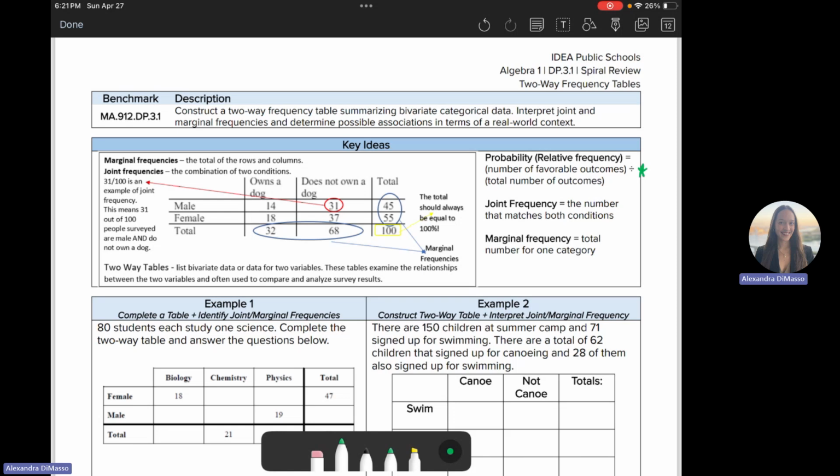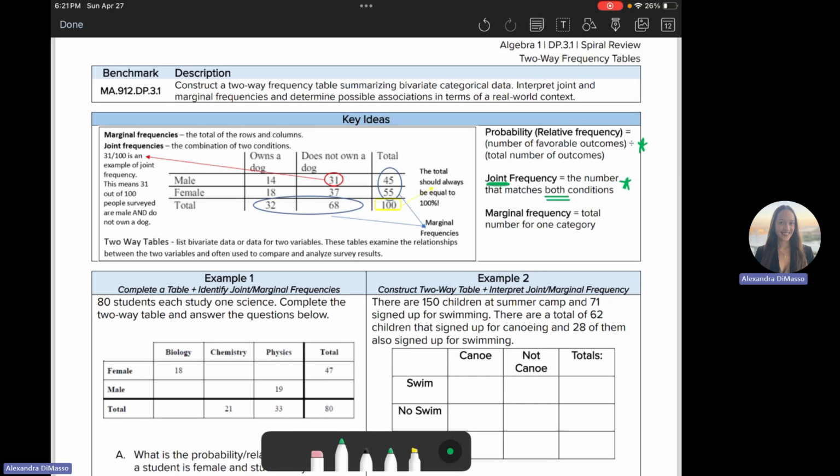When we see the word joint frequency, we're talking about the number that matches both of the conditions. And that does make sense because joint, right? Think about together means it's going to satisfy both conditions. And then the last type you're going to see is marginal frequency. It's the total number for one specific category.